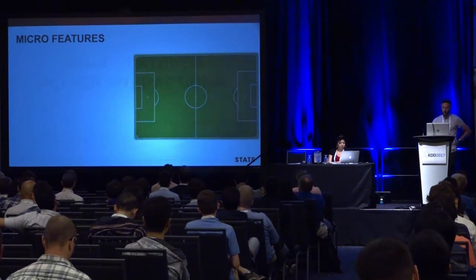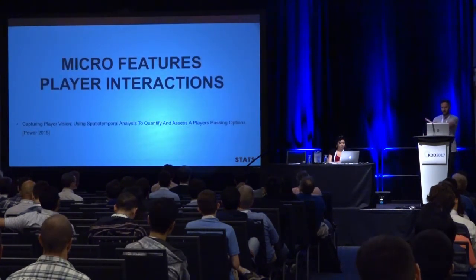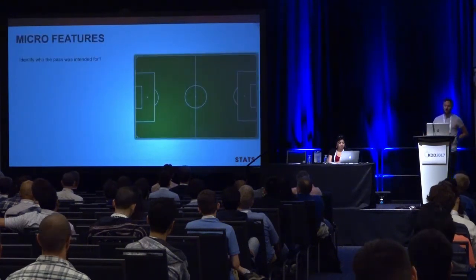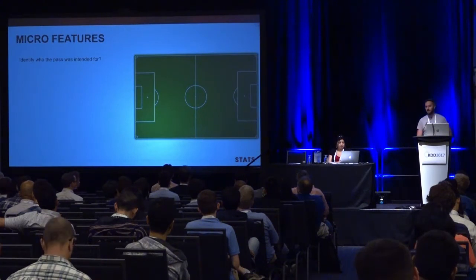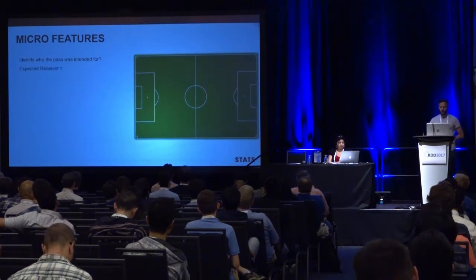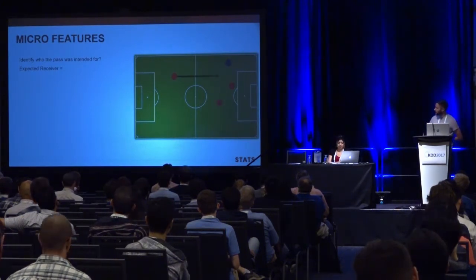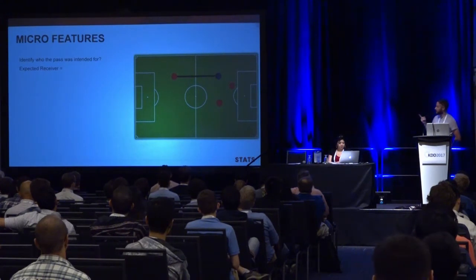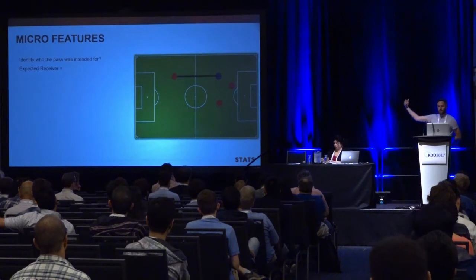So in terms of the micro, and I should say, we do have some papers on this as well that we've already looked at. The first thing that we have to solve is, who's the pass actually intended for? You might have a situation where you have two players looking to pass the ball. The ball then gets played forward, but then the defender intercepts it, okay? But we all know with our eyes that pass was intended for the player on the right, okay? But the computer doesn't know that, so we have to teach it.